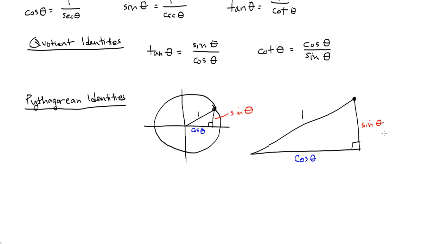What does the Pythagorean Theorem say? a squared plus b squared equals c squared. If I square one leg and square the other leg and add them together, I get the square of the hypotenuse. Well, look at this right triangle. If I take the sine and square it, and add the cosine and square it, I get the square of the hypotenuse, which is 1 squared.